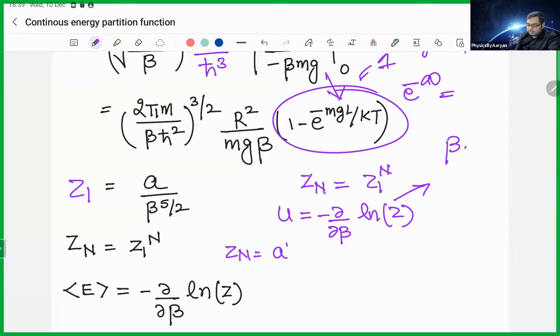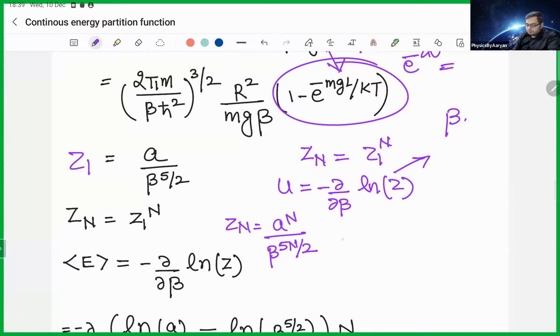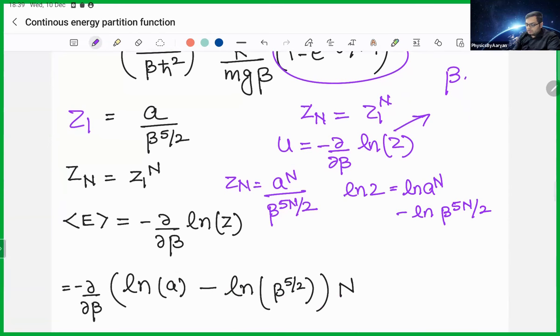Okay. So once this is done, now you write the partition function for n particles. So that will be a to the power n by beta to the power 5n by 2. Okay, that is also okay. Now you do log of z, because I need to do the differentiation of log of z. If you do log of z, can I write log of a to the power n minus log of beta to the power 5n by 2, and log of a to the power n minus 5n by 2 into log of beta? How many of you agree with this कि ये मैंने जो लिखा है सही लिखा है?